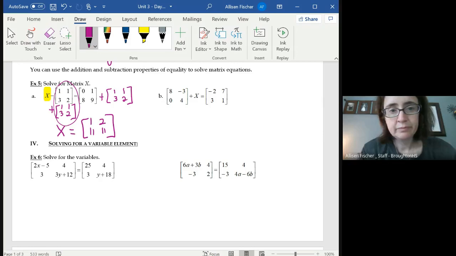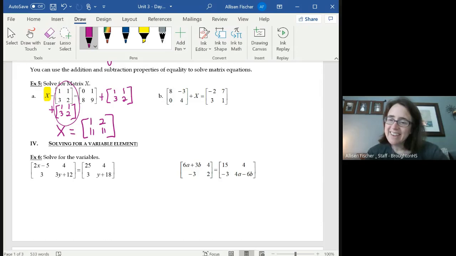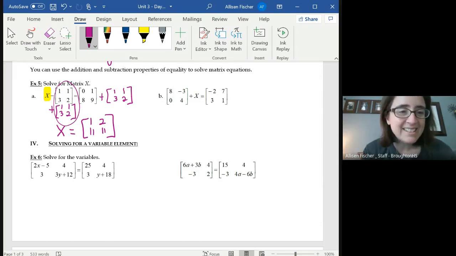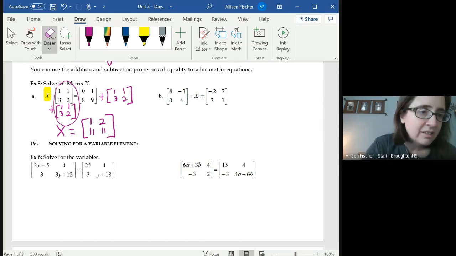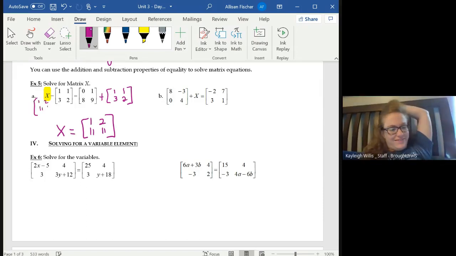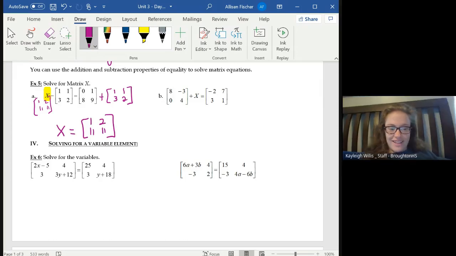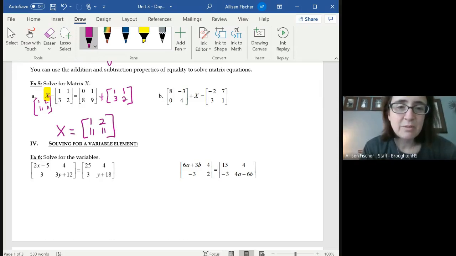So that's your answer. Is there a way that I can check my answer? Sure, Miss Willis. You can take the X that you got and substitute it in. You can take that X, the 1, 2, 11, 11, and put it right here. And you can see this 1, 2, 11, 11 subtract 1, 1, 3, 2 indeed equals 0, 1, 8, 9. I hope so. Otherwise, we did our math wrong.